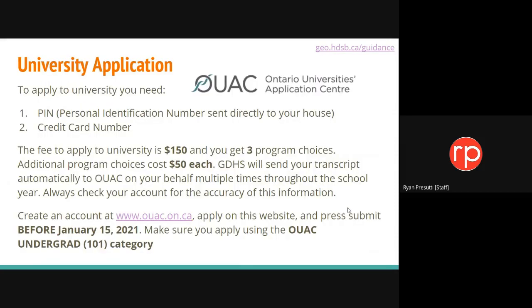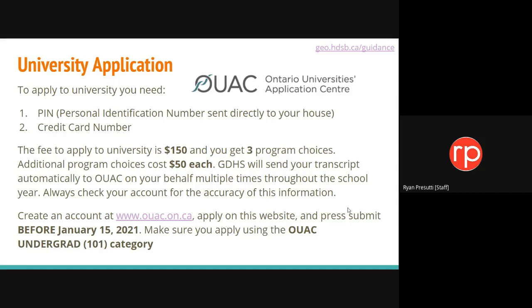So when you know the program and you know that program code, you're going to have to go to the OUAC website and apply. In order to apply to university, you need your PIN and you need a credit card number. Your personal identification number will be mailed directly to your house this fall. The timing of that is listed on the timeline document that I mentioned earlier. And you also need the credit card number. The fee to apply to OUAC is $150, and you get 3 program choices. But each additional program choice that you want to add on top of that is an additional $50.